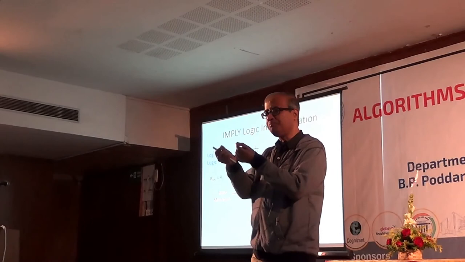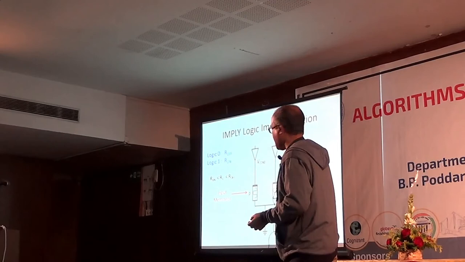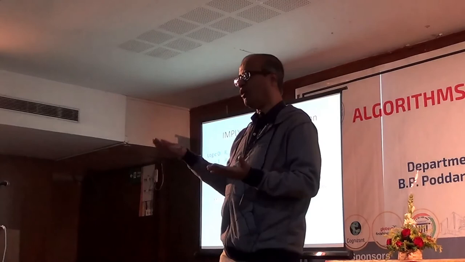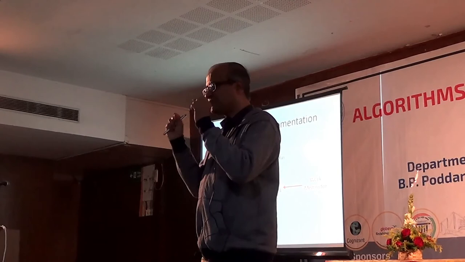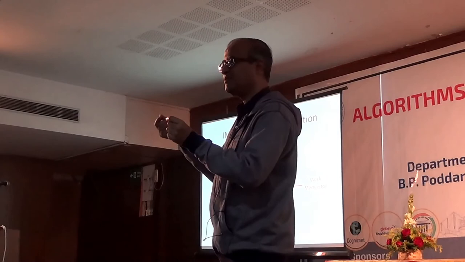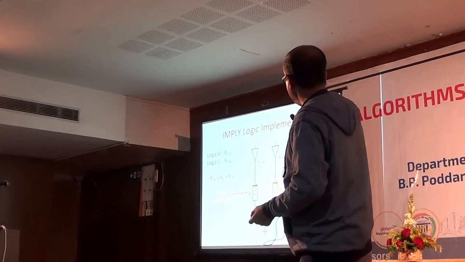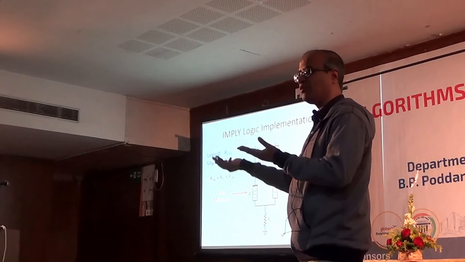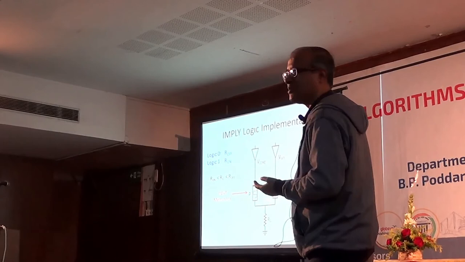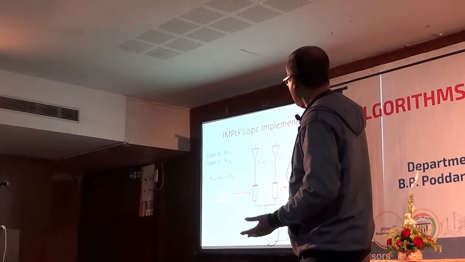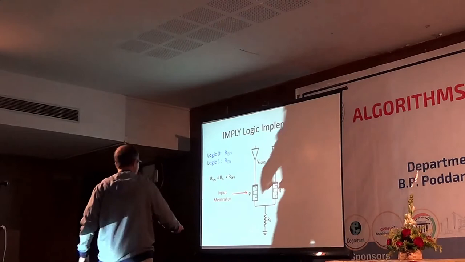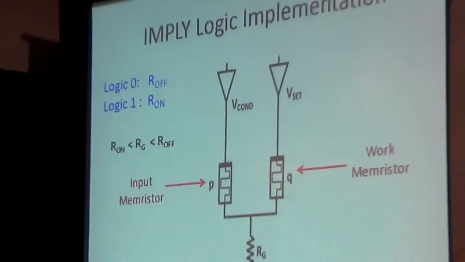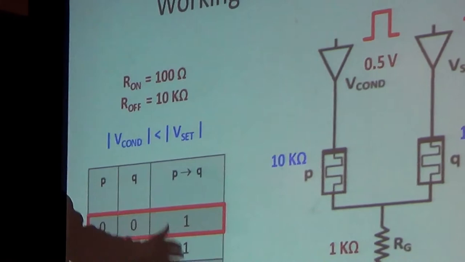Suppose I want to apply an input P0 and Q1. I make P off, I make Q on. Off I use to denote 0, on I use to denote a 1. So I am adjusting the resistance state of the memristor to indicate whether I am applying a logic 0 or logic 1. And then I simply apply V cond and V set. So what will happen? The output P implies Q will get stored in this memristor Q. The value of Q will be updated or overwritten. The new value will be the imply. Let us see how it works. And this RG is a resistance which lies between R on and R off of the memristors. So this is the circuit that we showed.